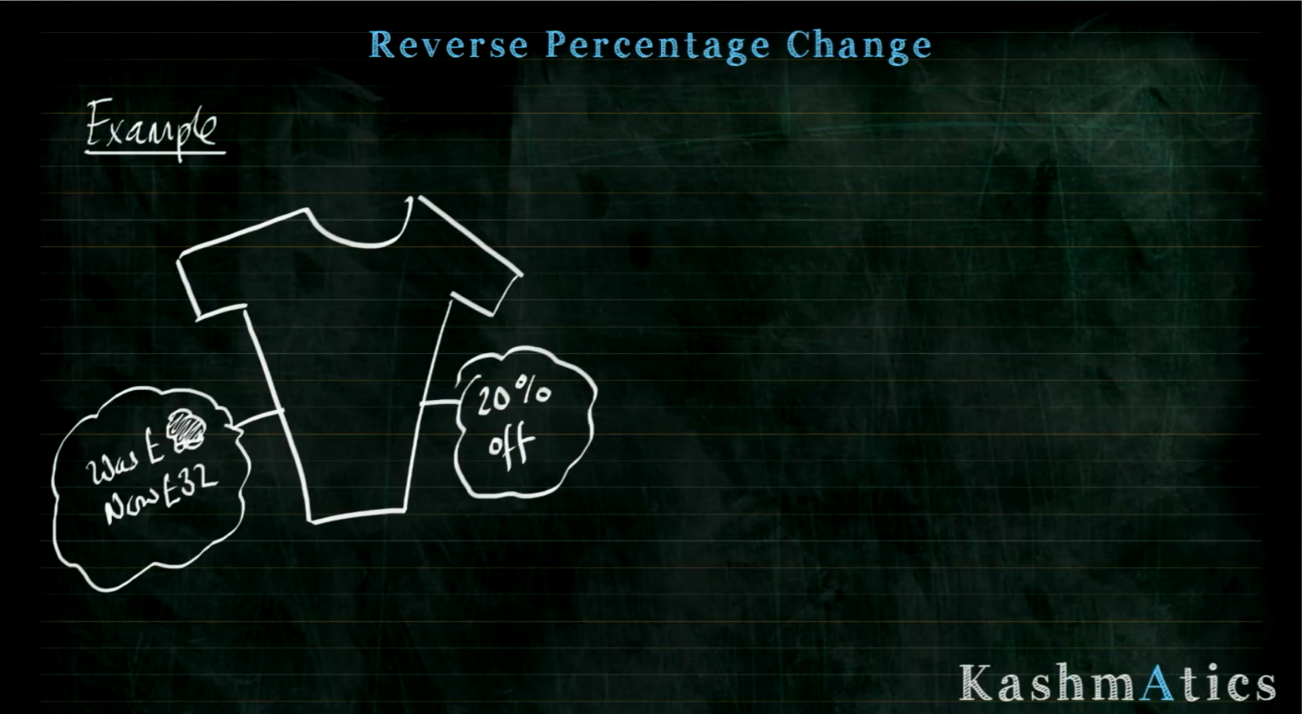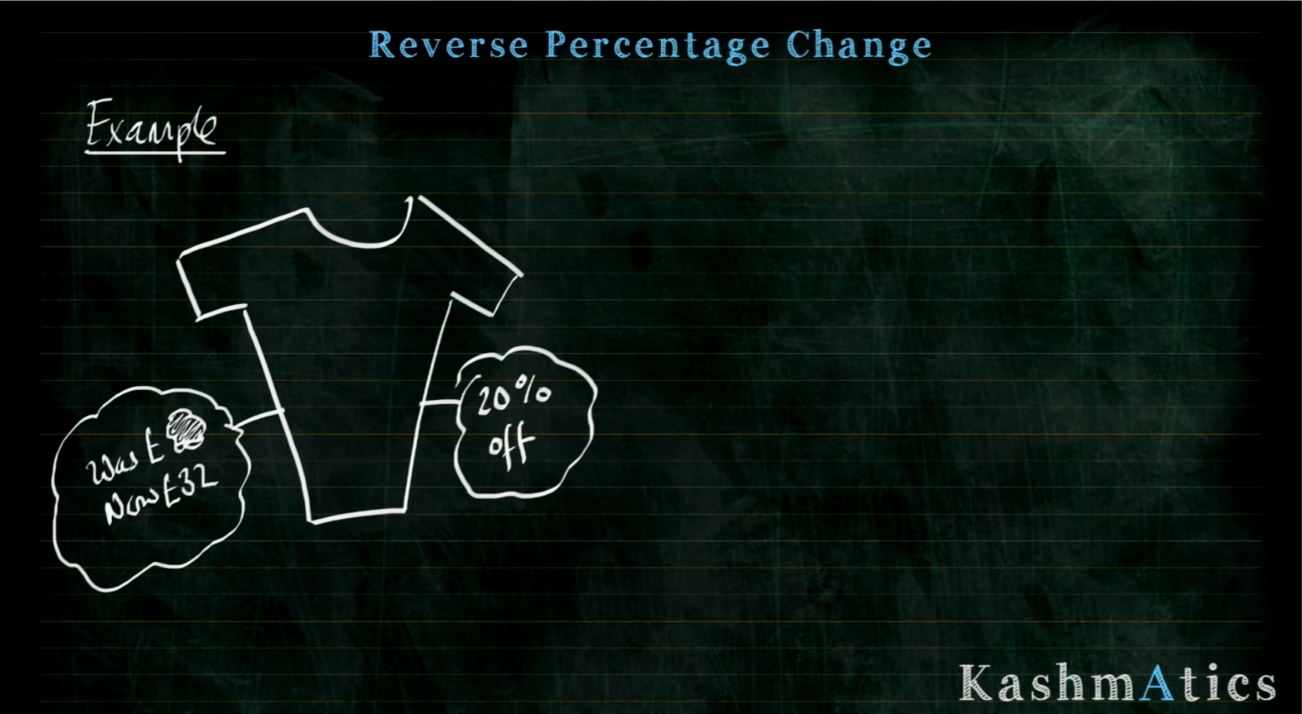Now when it comes to reverse percentage change questions, what you're doing is working out what the original amount was. So let's take this example. There's a t-shirt on sale in a shop and there's 20% off the original price. It'll now cost you £32, and what we want to do is work out what the original price was.